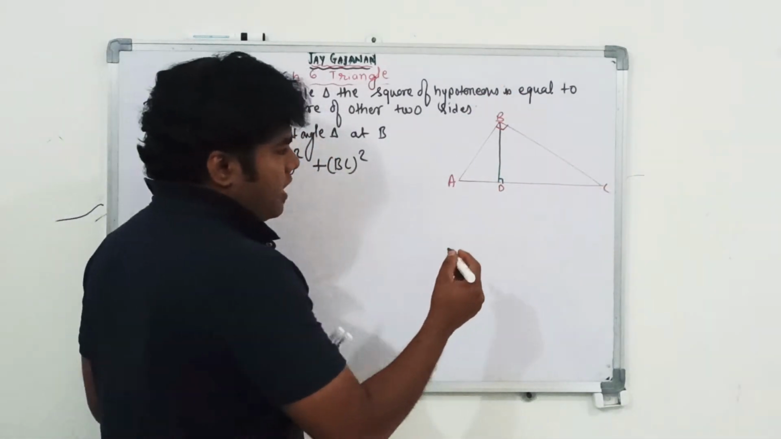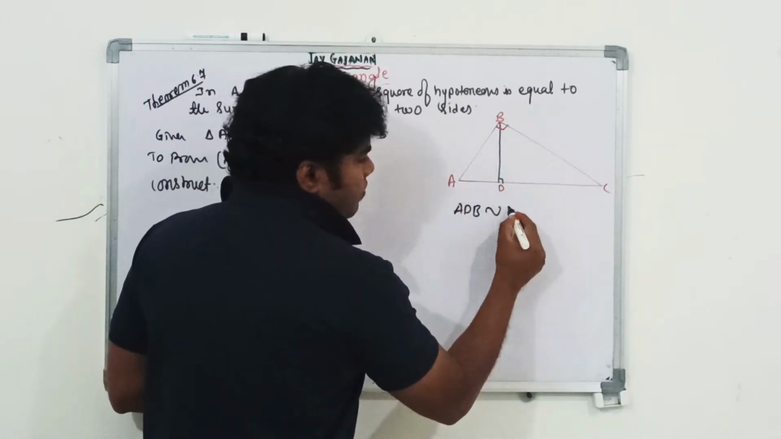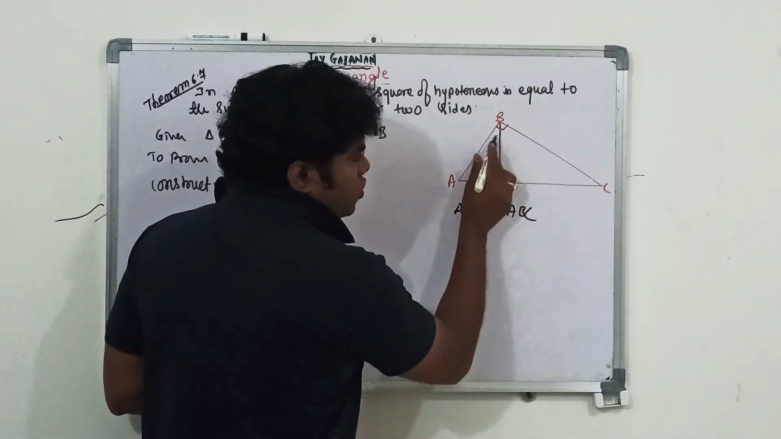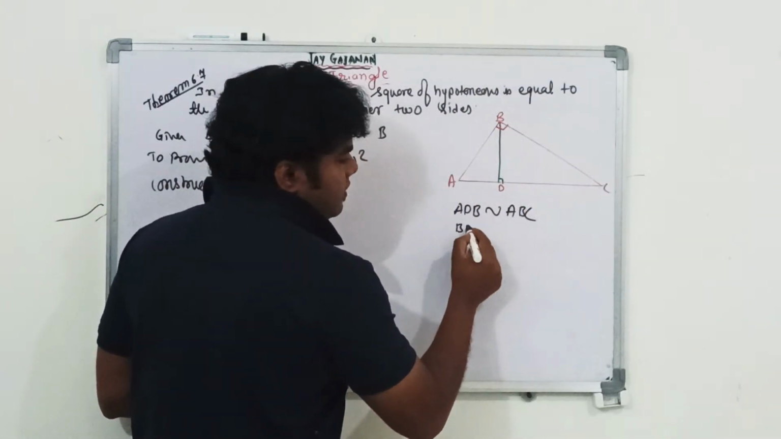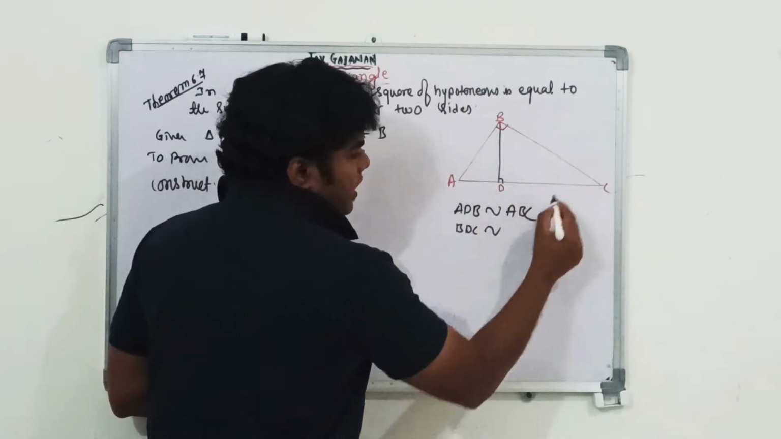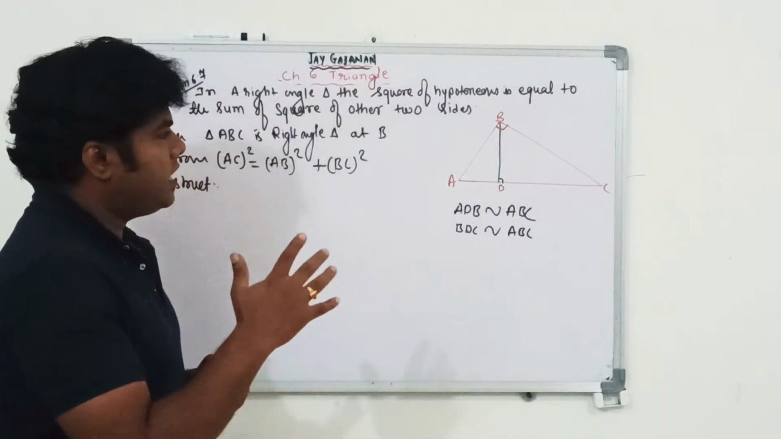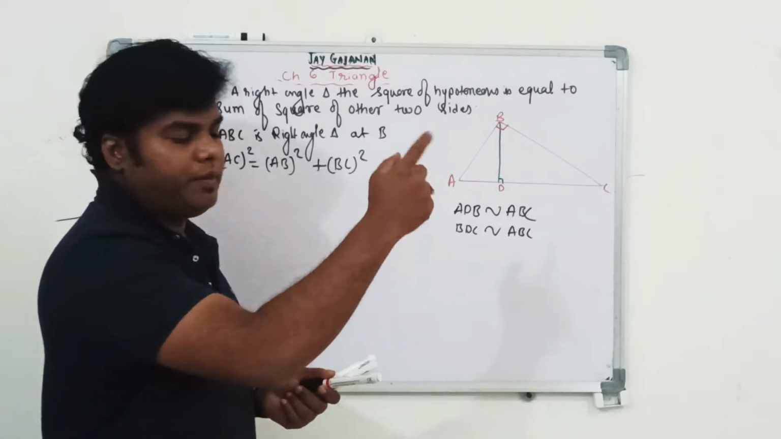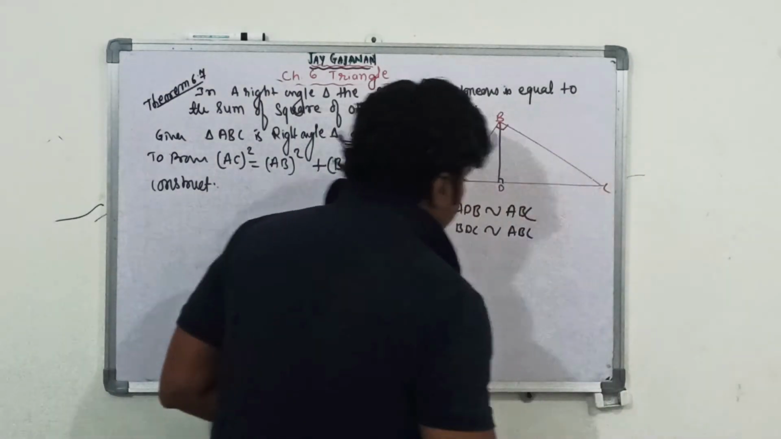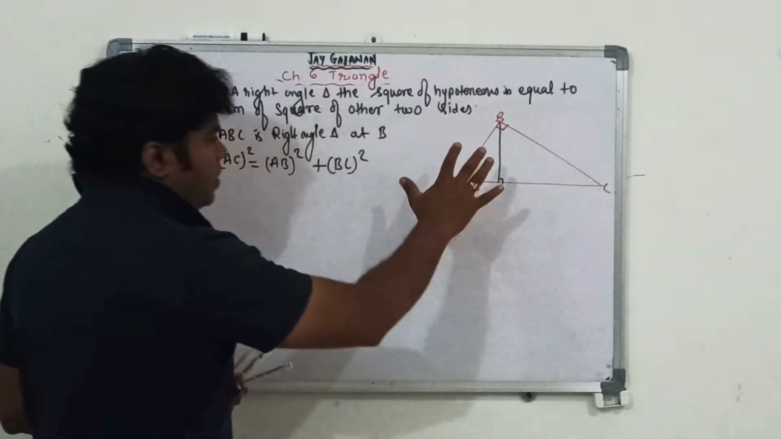If you did not understand, I will write it once. That is, ADB is similar to ABC, meaning this smaller ADB will be similar to the whole bigger triangle, and BDC is similar to ABC. This is the property. You have to understand this, because when it comes to writing, I will write by property or by previous theorem. So for remembering this, I am just writing it here. I hope you understood this property.